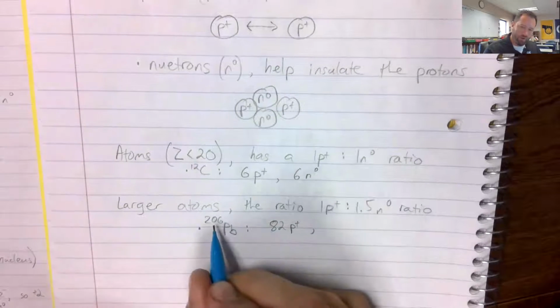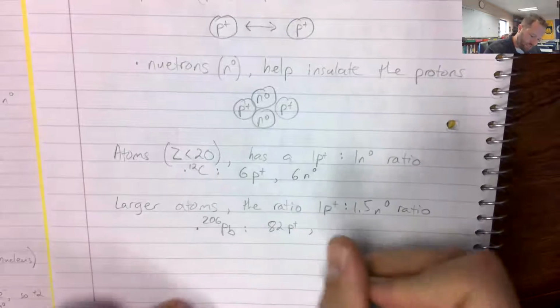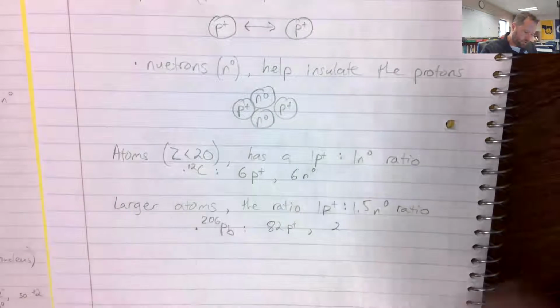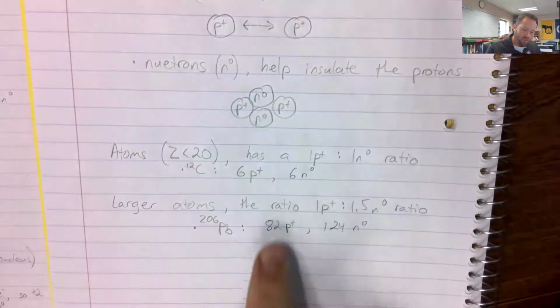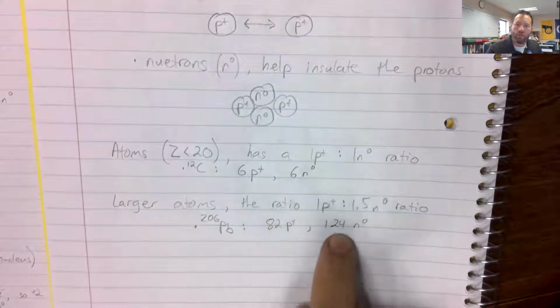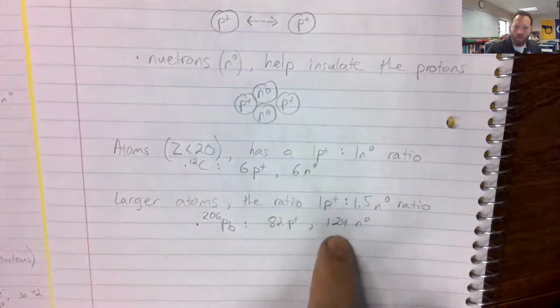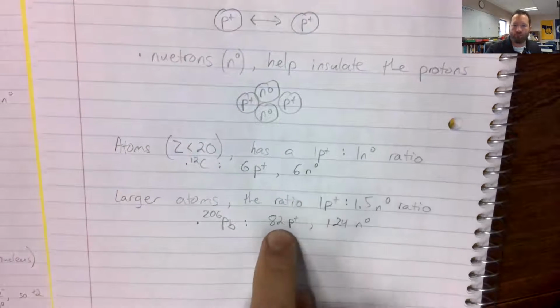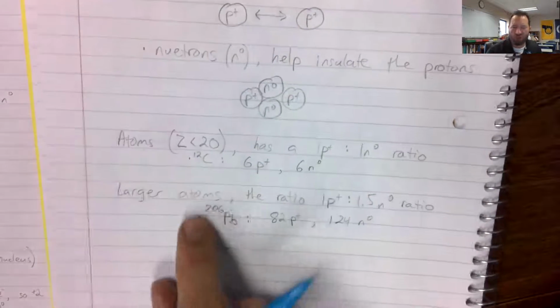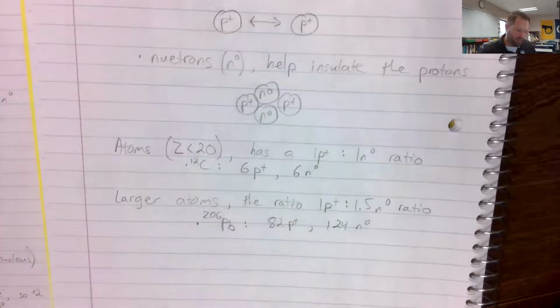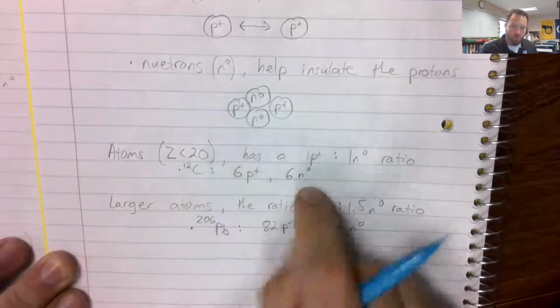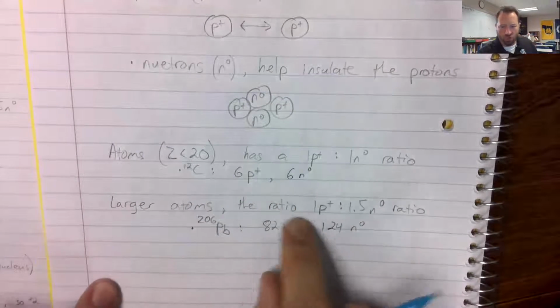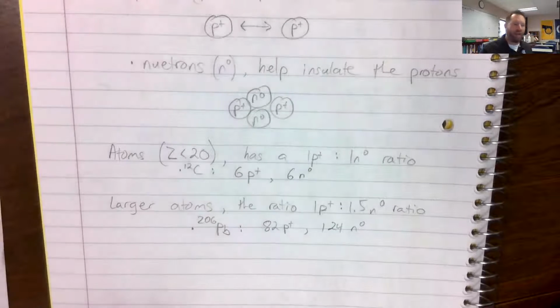And we can do the math here. 206 minus 82 means 124 neutrons. And that's that 1 to 1.5 ratio. There are 1.5 times as many neutrons as protons in this large atom of lead. So small atoms, generally 1 to 1 works. As the atoms get bigger, they start trending towards a 1 to 1.5 ratio.